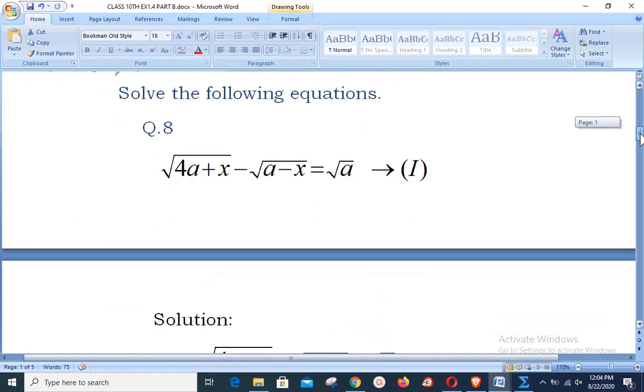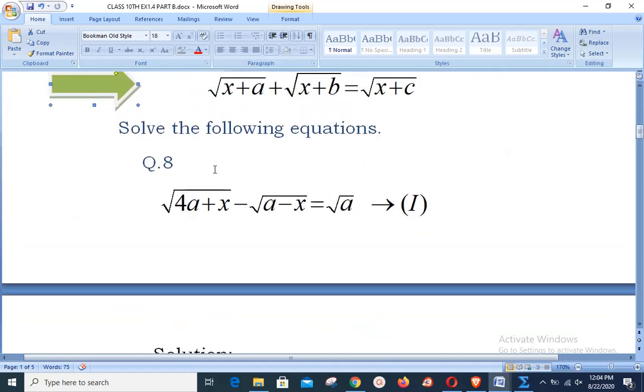We select question number 8 of exercise 1.4. The statement says: solve the following equations. The question is: square root of 4a plus x, minus square root of a minus x, is equal to square root of a.